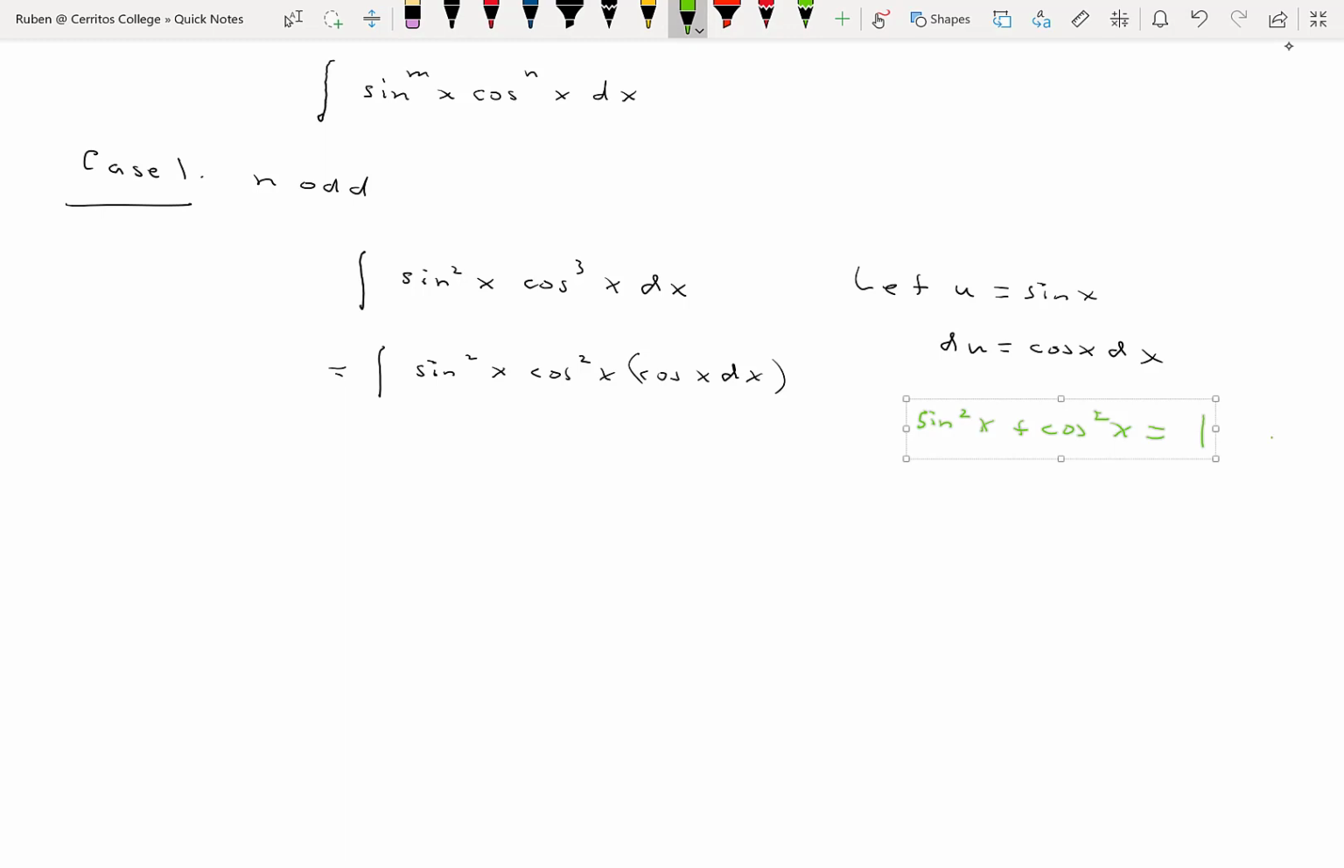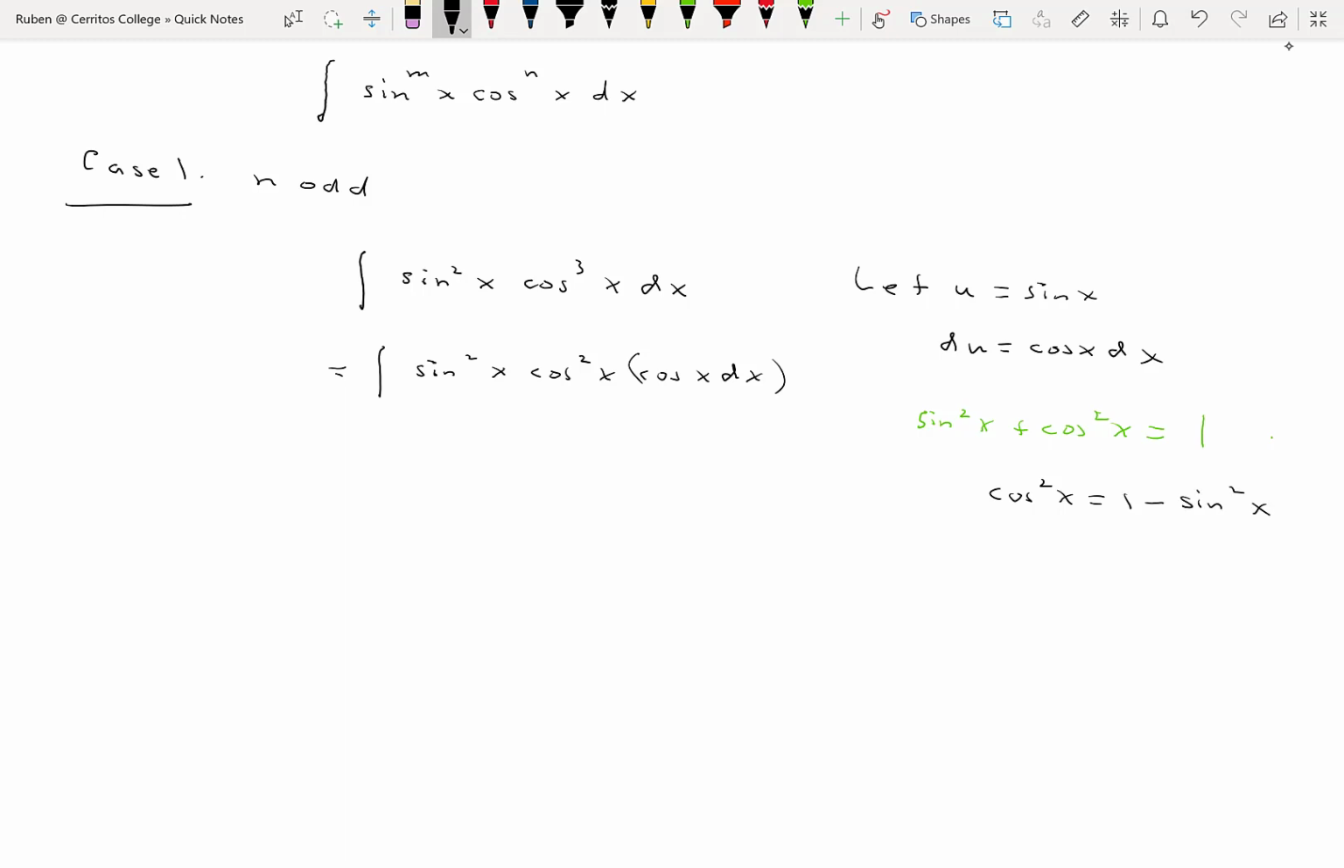I've taught trig for 35 years, 30 of those years here at Cerritos. And I think that this is, if not the most important trig identity, it's way, way up there. Okay, so sine squared plus cosine squared equals 1. Well, I could use this identity and then solve for cosine squared to get cosine squared equals 1 minus sine squared.